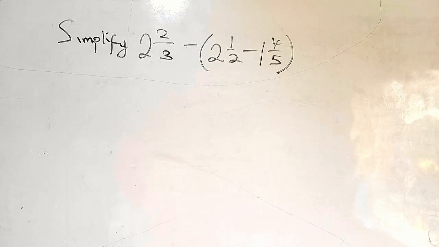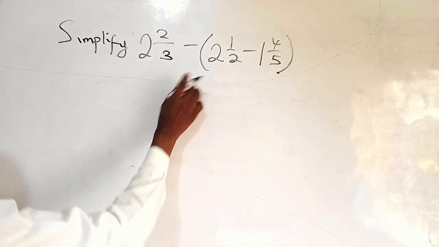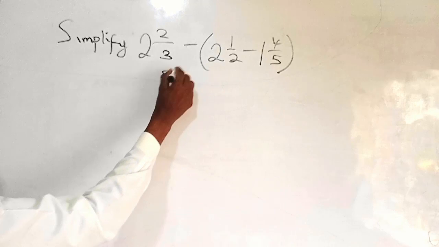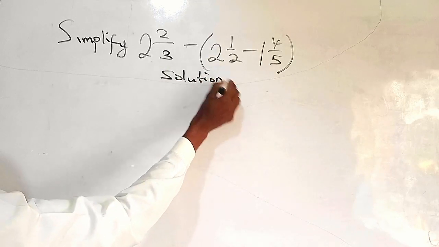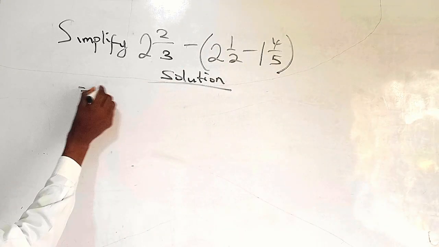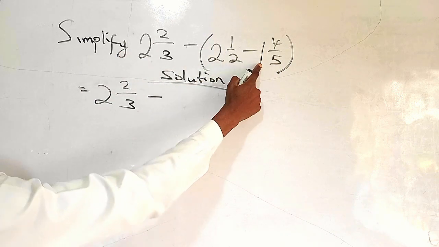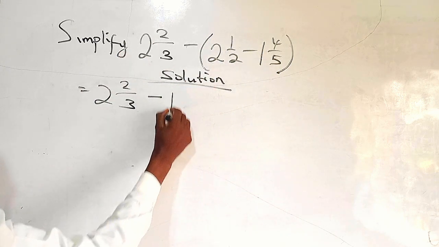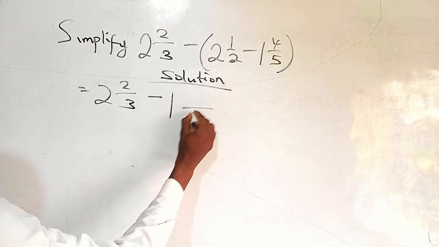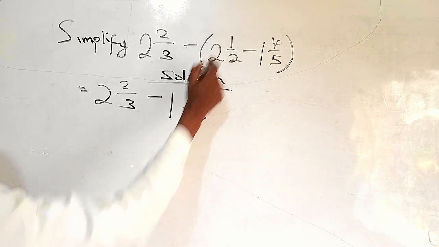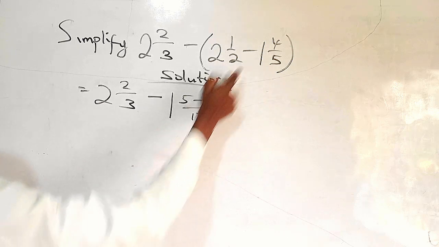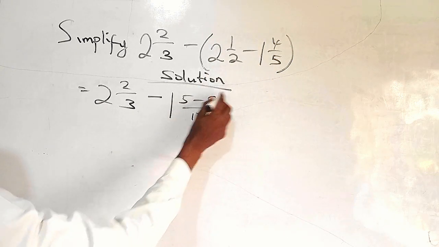The question says we simplify this fraction involving brackets. Solution. So we deal with the bracket first. We have 2 and 2 over 3. We repeat it. So 1 minus 2 over 5 is 1. Okay, the LCM is 10. 2 into 10 is 5, multiplied by 1, you have 5. 5 into 10 is 2, times 4, you have 8.